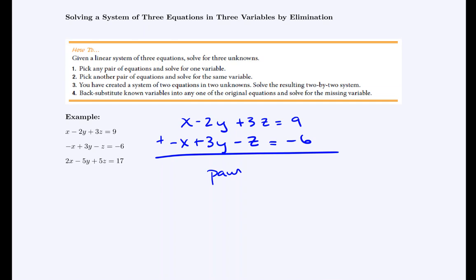Why don't you pause the video and add this on your own? Unpause when you're done.